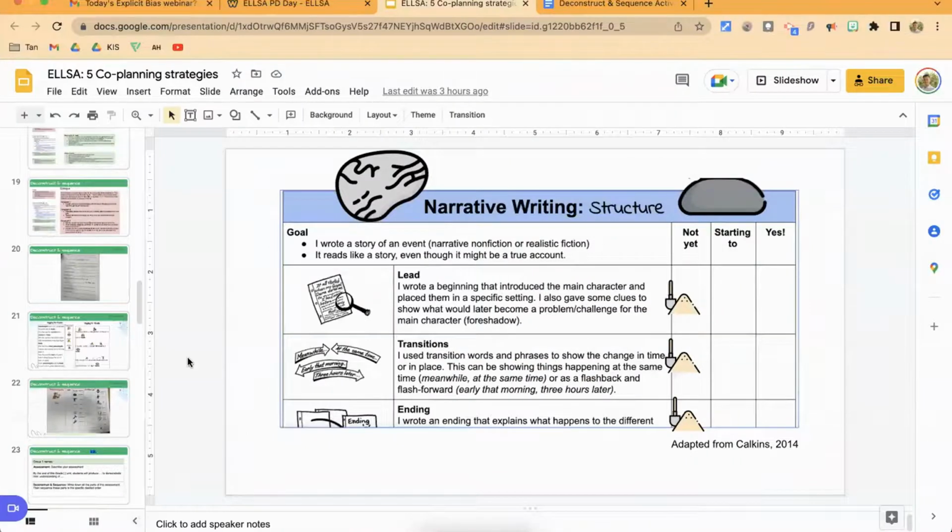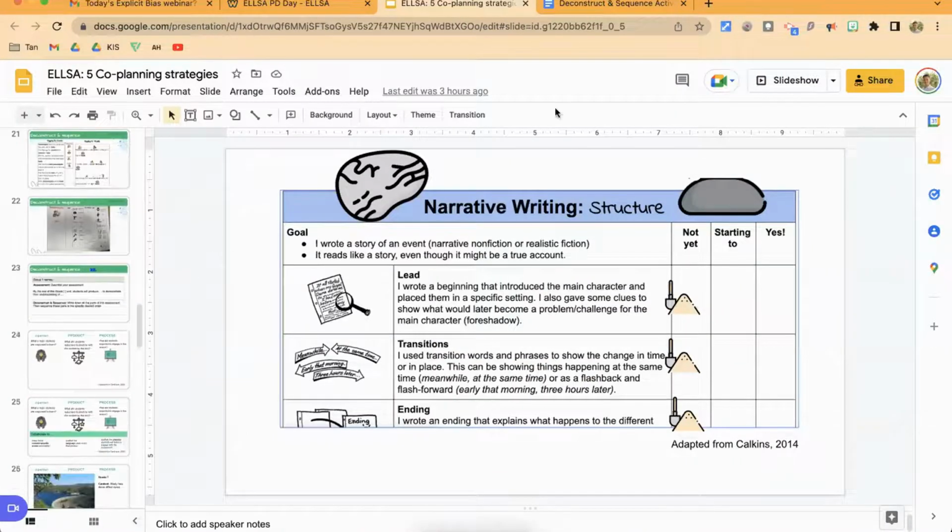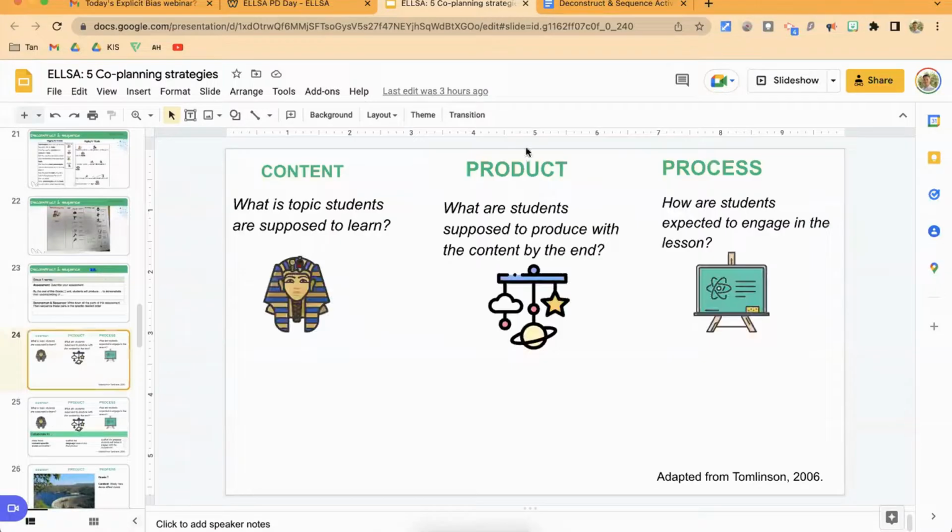Whew, this is going so fast. I'm loving this. I only have 10 minutes left, so let's continue on with the next part.